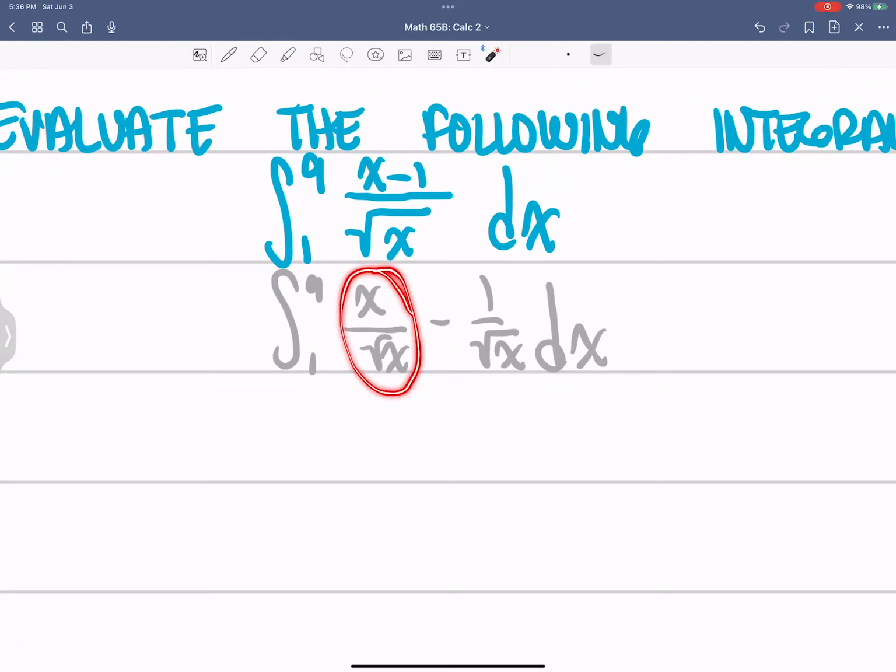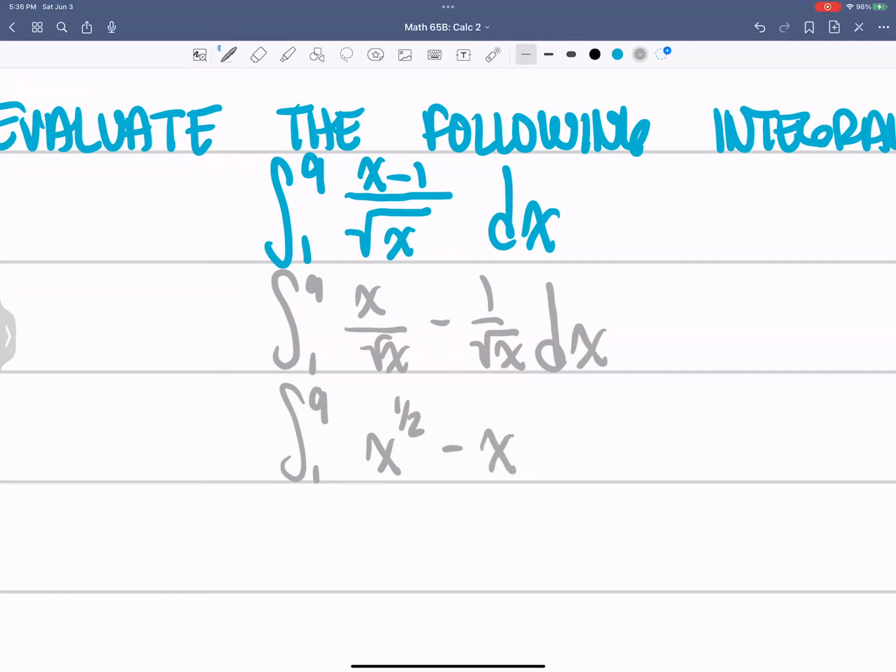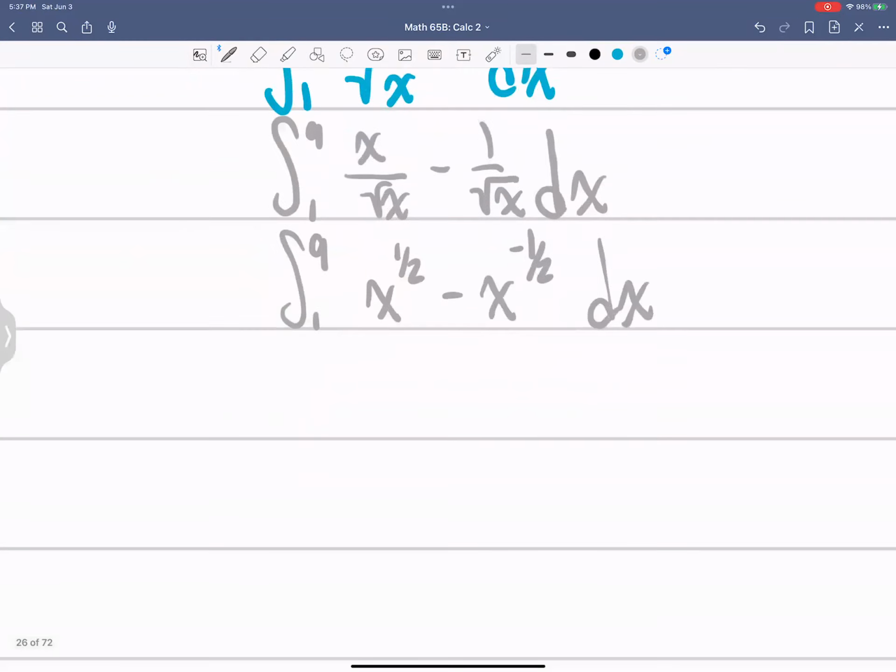We could actually turn this into a single variable without having to do anything crazy. So with a single variable, we have x to the power of 1 minus x to the power of 1/2, so we have x to the power of 1/2 minus here x to the power of negative 1/2. So we just have to integrate that.